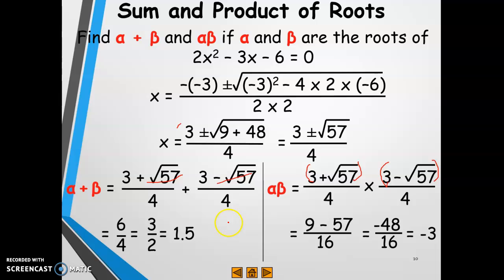Now, we don't really like this solution. It is really lengthy, so we want to use the first one that was given. For the sum, we have negative b over a, so negative times negative 3 over 2, which is also 3 halves. And for the product, we have c over a, negative 6 over 2, which is negative 3.